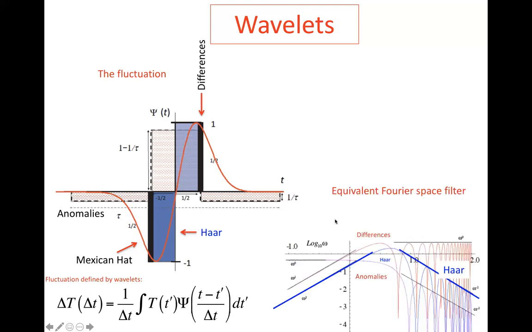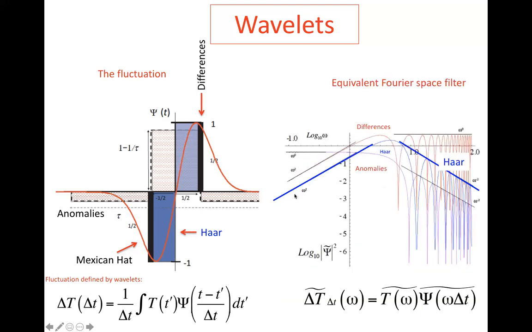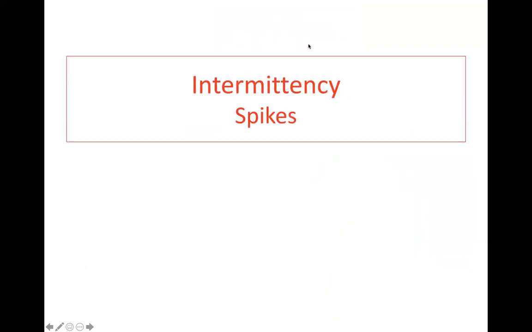And in the Fourier domain, it corresponds to a filter. So you can see that the Haar has the advantage that it filters out the low frequencies to some extent, and it filters out the high frequencies to some extent. Whereas the difference fluctuations only get rid of the low frequencies, and the anomaly fluctuations only get rid of the high frequencies. And okay, so I will go on.